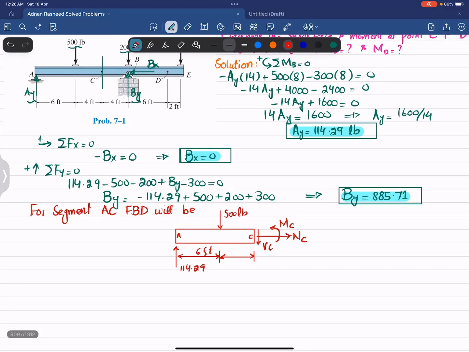So we are going to find VC and MC by using the equations of equilibrium. The first equation of equilibrium is that the sum of all forces along the x direction must be equal to 0, with force toward the right positive. There is only one horizontal force, NC. There is no other force. So NC is equal to 0.